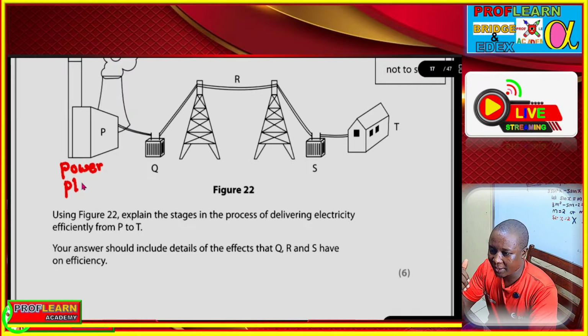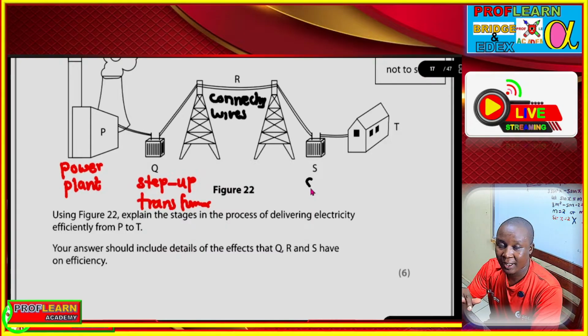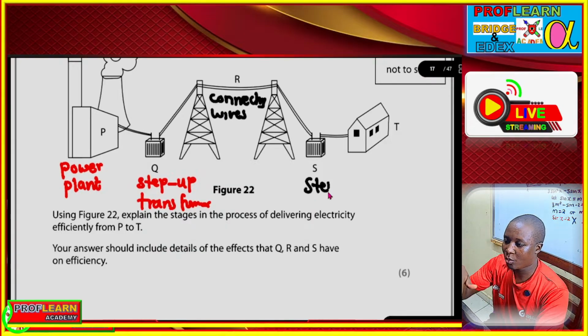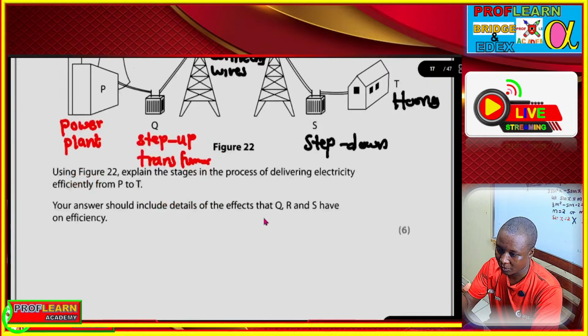what is going to happen is that electricity or voltage has to be stepped up. So in Q, whatever we have in Q is a step-up transformer. Then we have R. R is the connecting wires made of copper and any other materials, which are used to transmit electricity. Then after electricity has been transmitted through the cables, we have a step-down transformer, which is going to enable the voltage to be stepped down to be used in our homes.